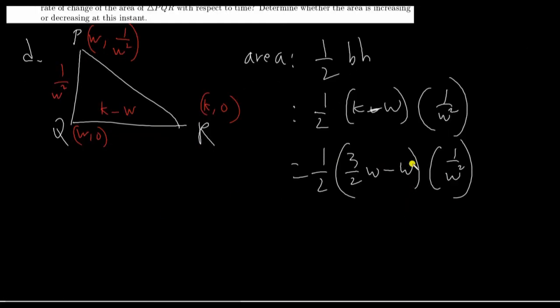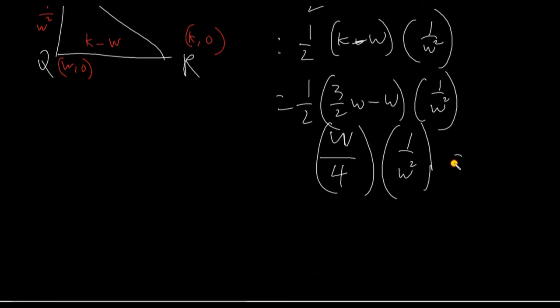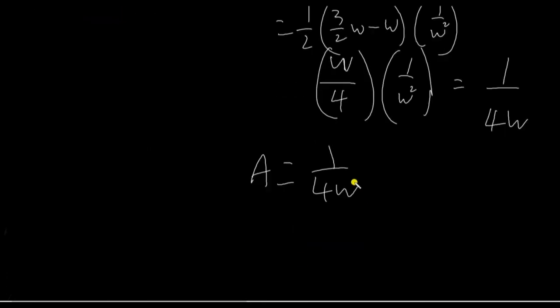And just a bit of algebra, this becomes 1/2 w, this becomes 1/4 w. So this is going to be w over 4. And then multiplying this by 1 over w squared gets us 1 over 4w. And basically what we said is that the area is equal to 1 over 4w.